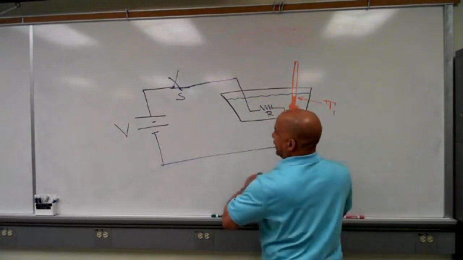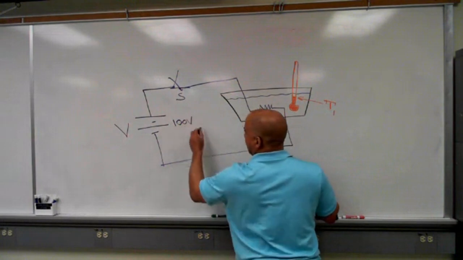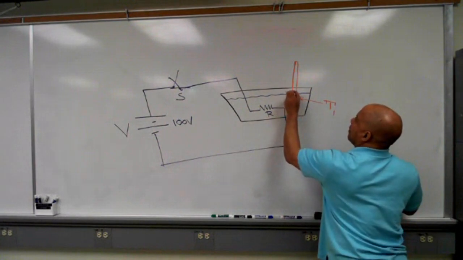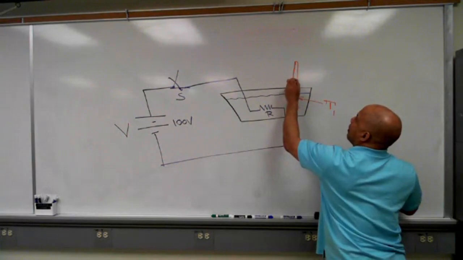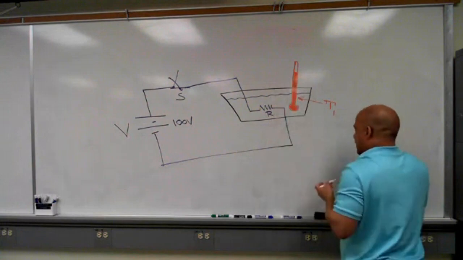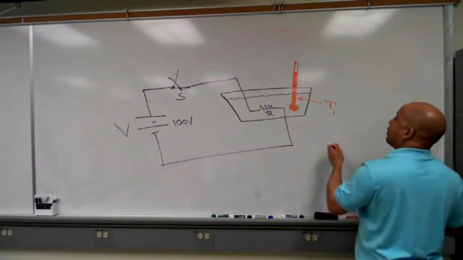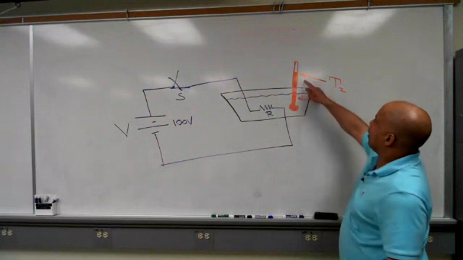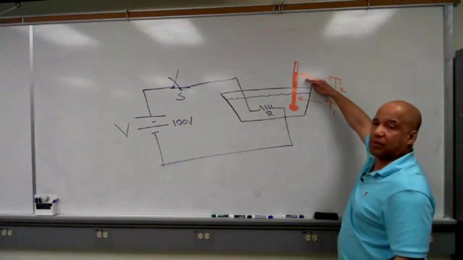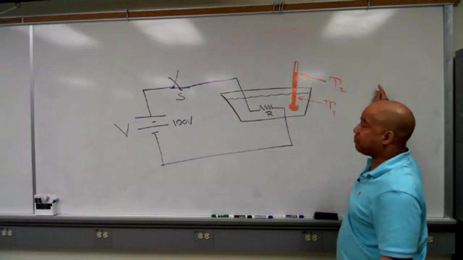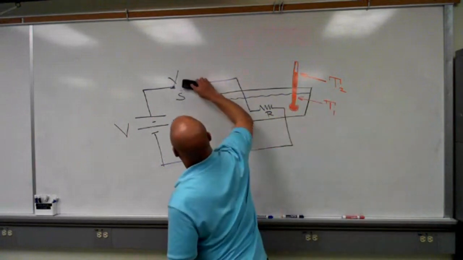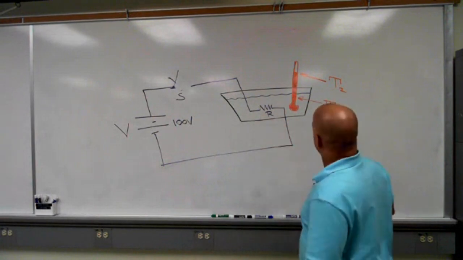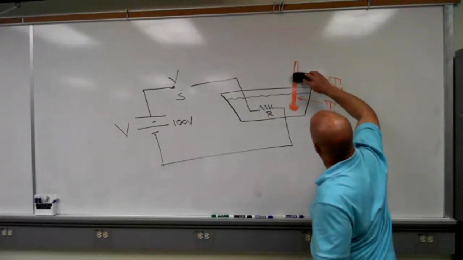Let me put a value on this. Let's just say, again, it's 100 volts. When this heats up, the thermometer is going to rise to a certain point. Let's say it goes up to this point right here, and then it stops. This second point, I'm going to call that T2. As long as I don't change the voltage or the resistance, this thing will keep the thermometer up at T2. What I do now is I open up the switch. When I open up the switch, the resistor is going to stop conducting electricity. It's going to cool off, and the thermometer will go back down to where it was before, T1.